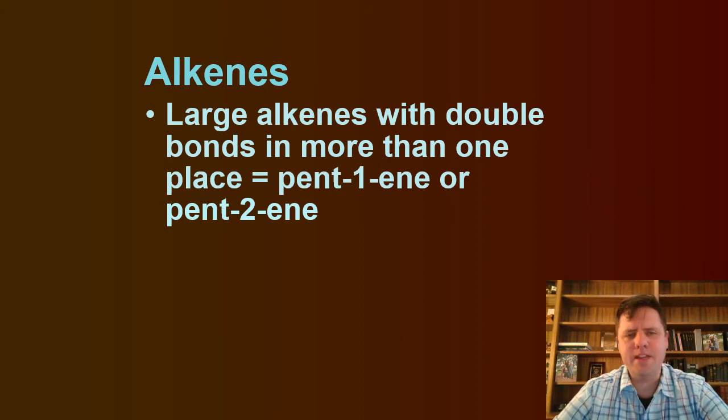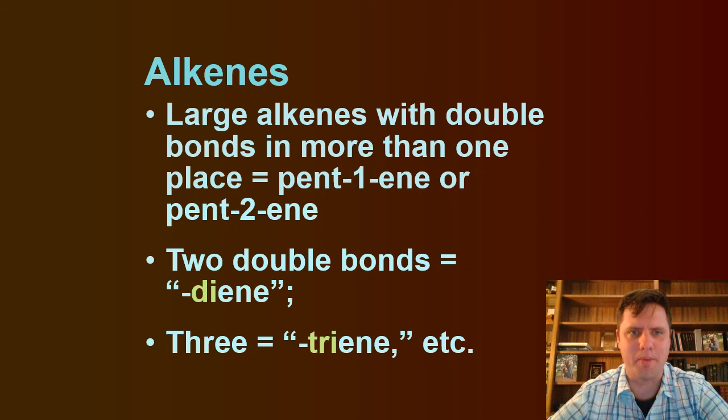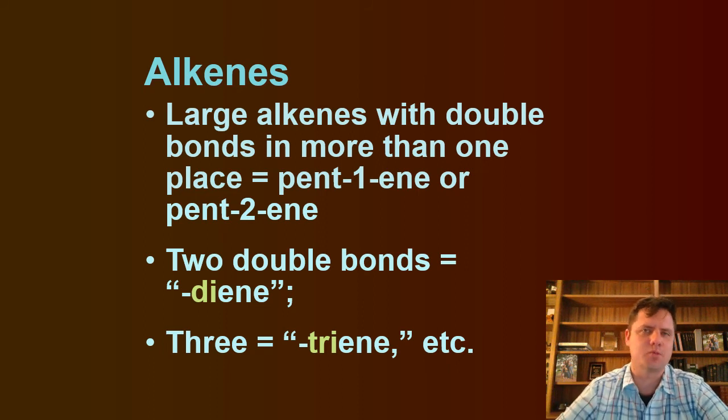Okay, so alkenes can be larger, with double bonds in more than one place, like pent-1-ene or pent-2-ene. With 2 double bonds, we then say diene. So if it has 2 double bonds, we would say diene. If it has 3 double bonds, we'd say triene, and so on. On and on it goes.